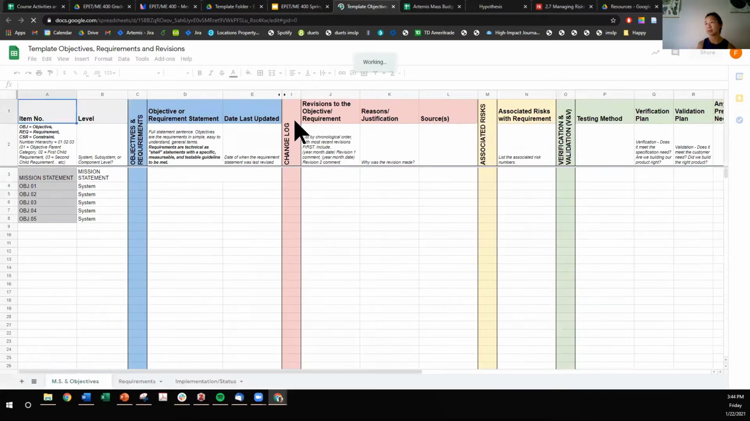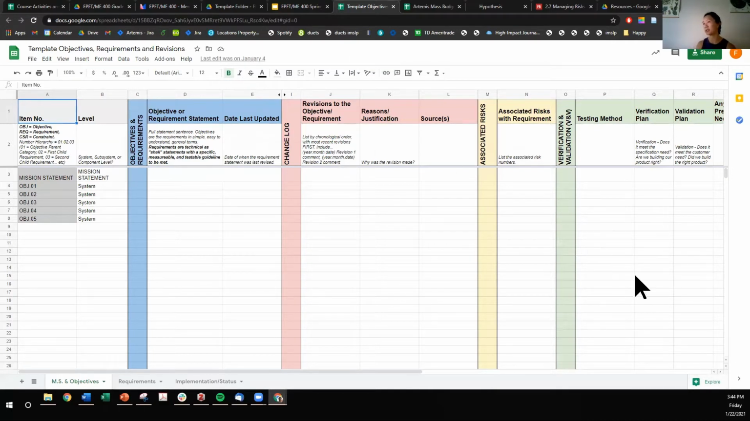This is a template that is based around objectives, requirements, and then if you were to revise your requirements, there's a tab for revisions, or columns for revisions. Here is the first tab, which has objectives. So last time we had presented on concepts of operations based off of your mission statement and objective. So what you want to do is put those in here, and you want to label them accordingly.